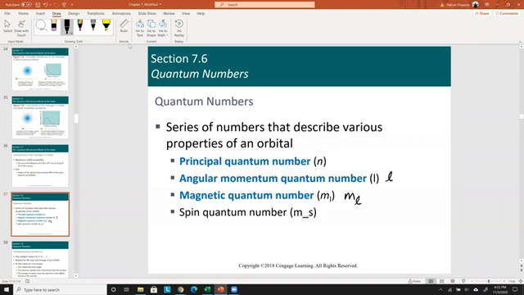ML's rule is that it could occupy the range of negative L to positive L. That's a range. It can be whatever L is, the negative version of that, any number in between, to the positive version. And just to write the rules for L to be consistent, it would go from 0 to n minus 1. Any number in that range.